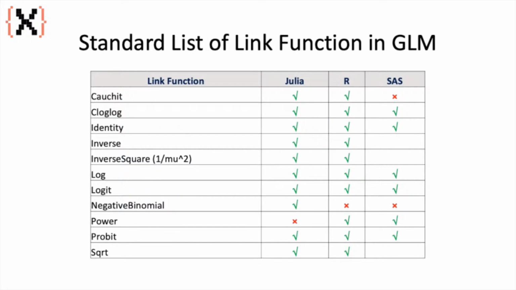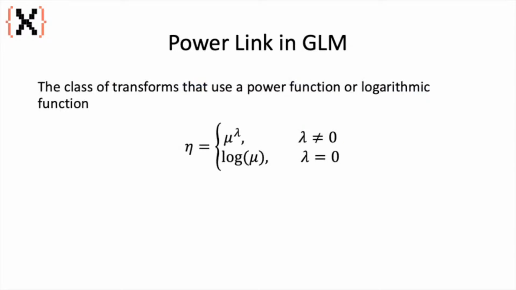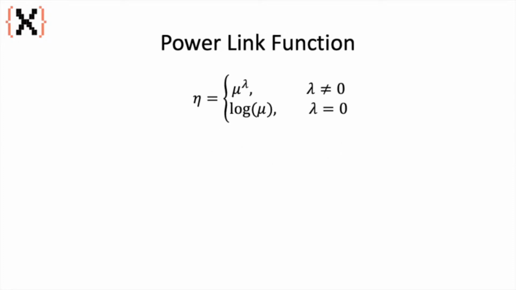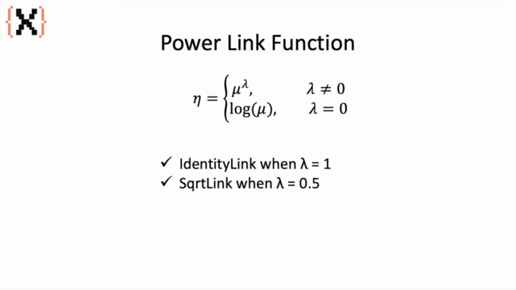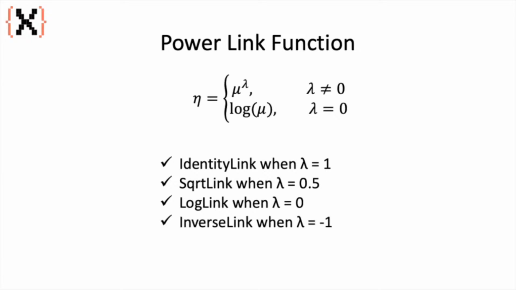The list of link functions is quite impressive. The one and only missing link function is the power link. The power link defines the class of transforms that use a power function or logarithmic function, as shown here. Many existing link functions are a special case of the power link. For example, it is the identity link when lambda is 1. It is the square root link when lambda is 0.5. It is the log link when lambda is 0. It is the inverse link when lambda is minus 1. It is the inverse square link when lambda is minus 2.